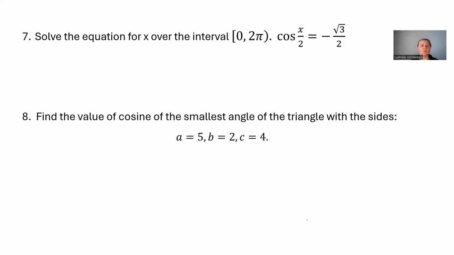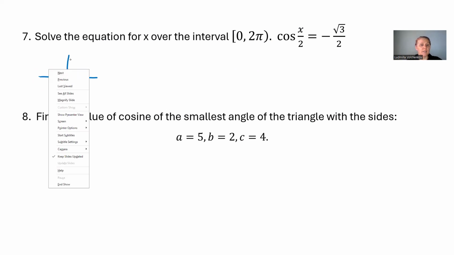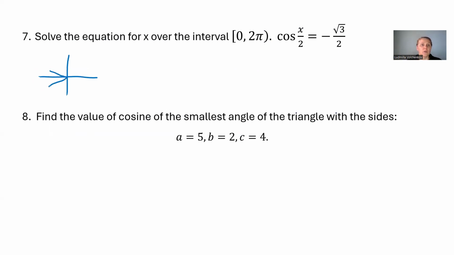Solve the equation for x over the interval. So this is an equation for half angle. You can easily find solutions on the unit circle. On one rotation, we have usually 2 solutions. Cosine is negative in the second and in the third quadrant. So we have these 2 angles, but these 2 solutions are for x over 2.